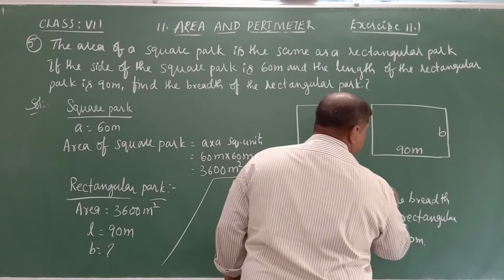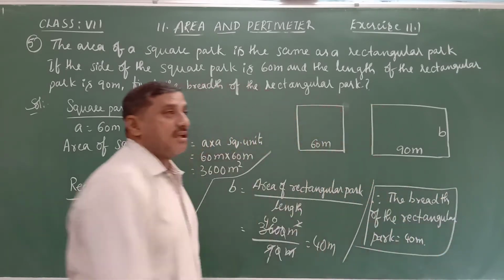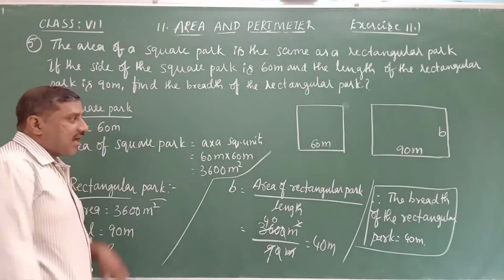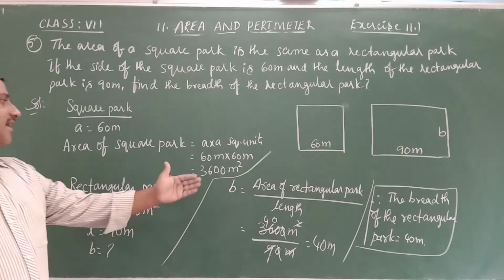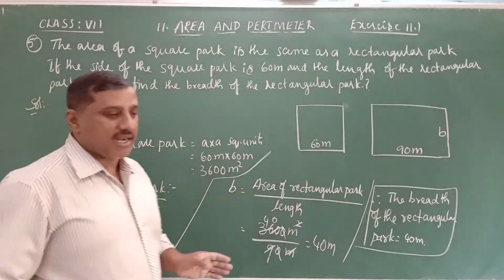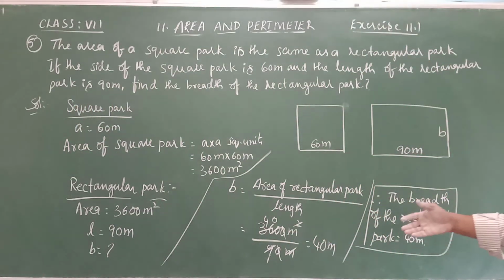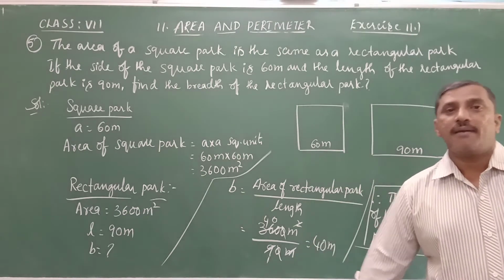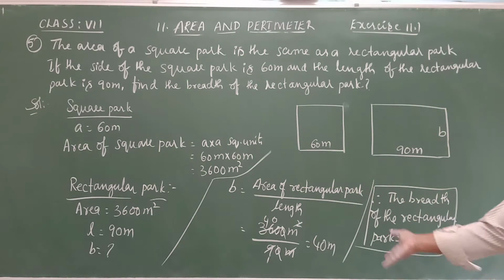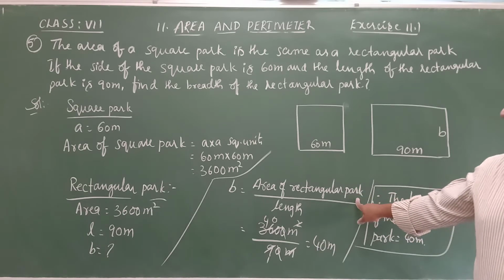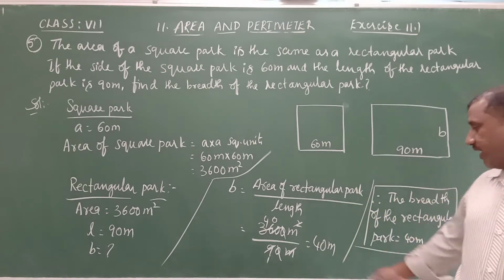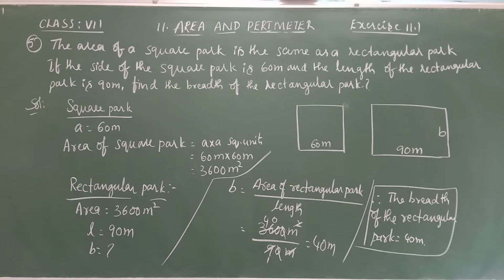So like this we can find its breadth. To find the breadth of the rectangular park, first we have to find the area of the square park, as the area of the rectangular park is same as the area of the square park. Then from that we can find its breadth by dividing the area of the rectangular park by the length. We get its breadth as 40 meters. Is it clear, children? Yes. We'll move to the next question.